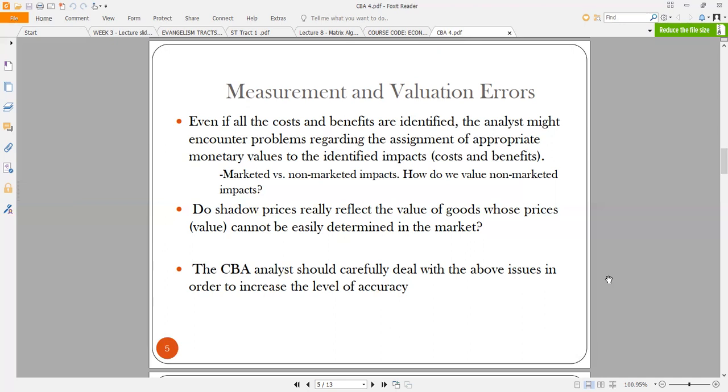What if, because of this valuation issue, you gave so much value to benefits and less value to costs? So if we use something like the NPV, the net present value criterion, then we are going to say that we have to go for the project. But what if it wasn't actually so? Like in reality, it wasn't like that. The costs were rather more than the benefits. So we really need to be careful when it comes to the measurement and then the valuation of those impacts.